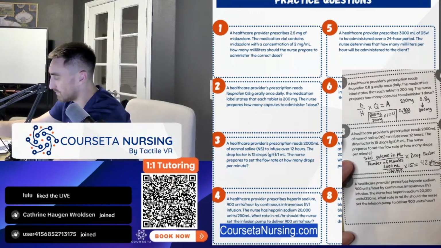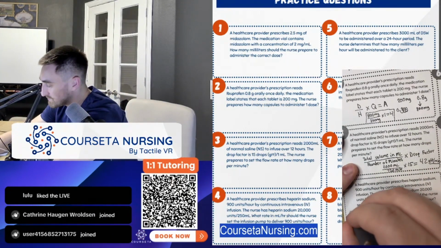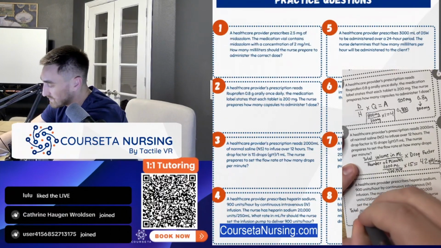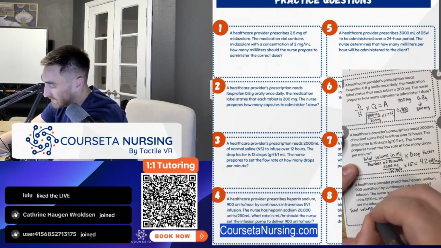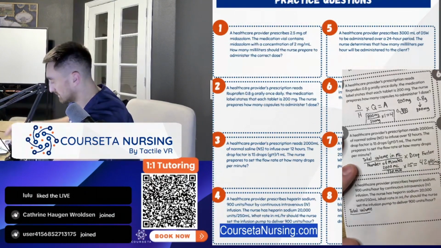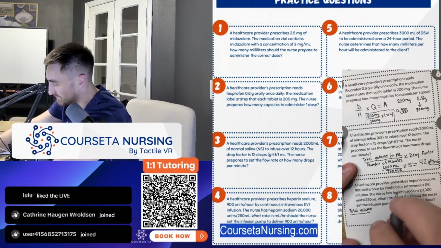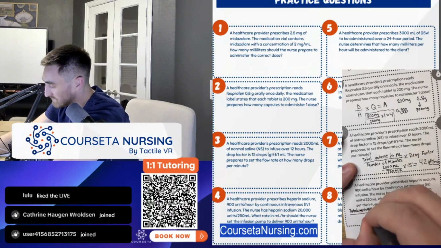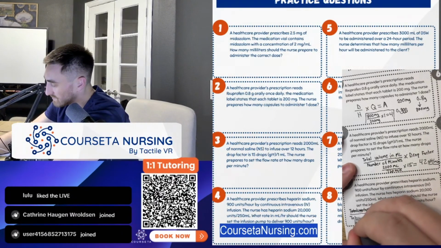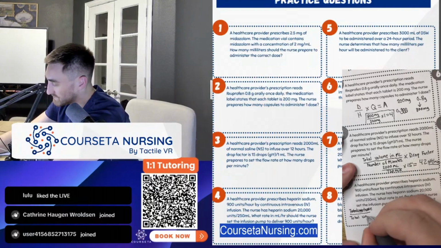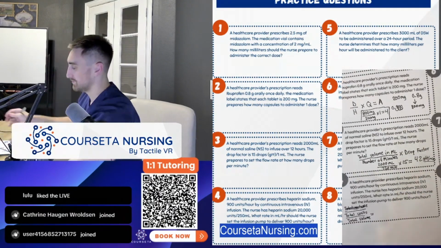So the total volume, let's go ahead and write it out. Total amount of units divided by the volume. I did that backwards. Total units divided by the total volume equals your units per ml.